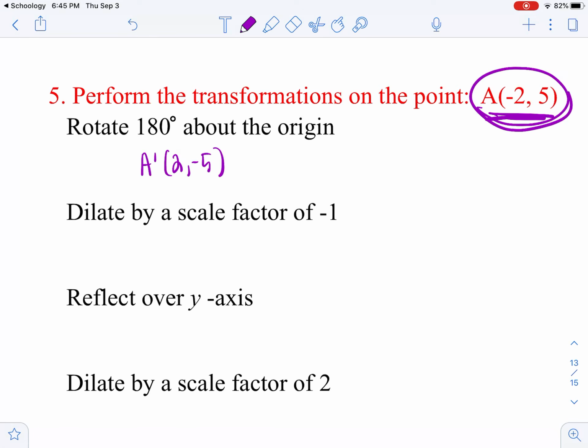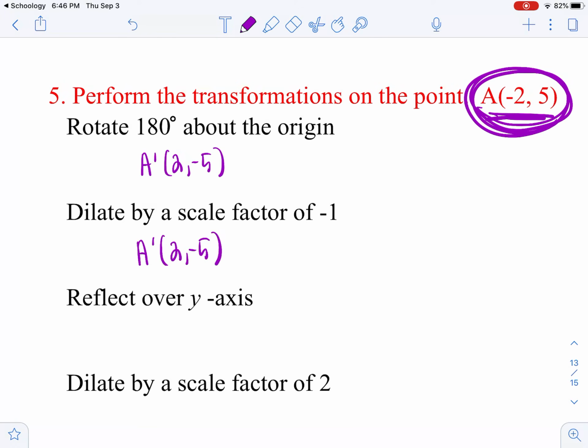Now it says dilate by a scale factor of -1. You're doing this again to this point. You're not going to keep going from there. All right, scale factor of -1. So A prime would be 2, -5. Same point. Remember, rotating 180 degrees is multiplying by a negative twice. So there we go. Reflect over the y-axis.